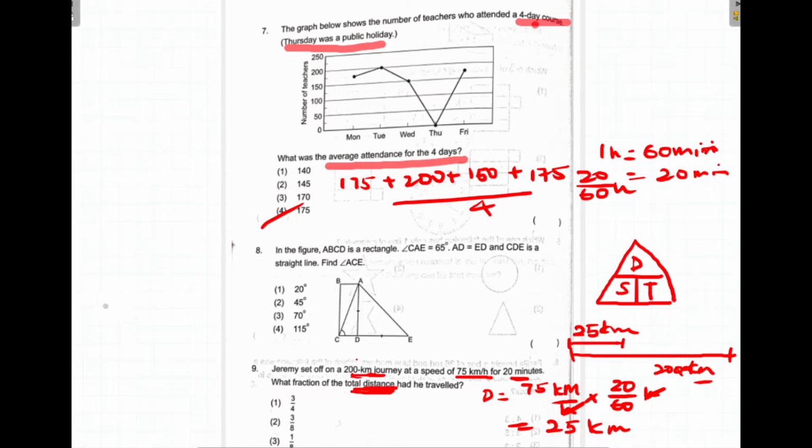The fraction will be 25 kilometer divided by 200 kilometer. You will eventually get 1/8. Okay, be very careful when you read the question, because you are just taking the speed to divide with the distance. Asking you the distance.